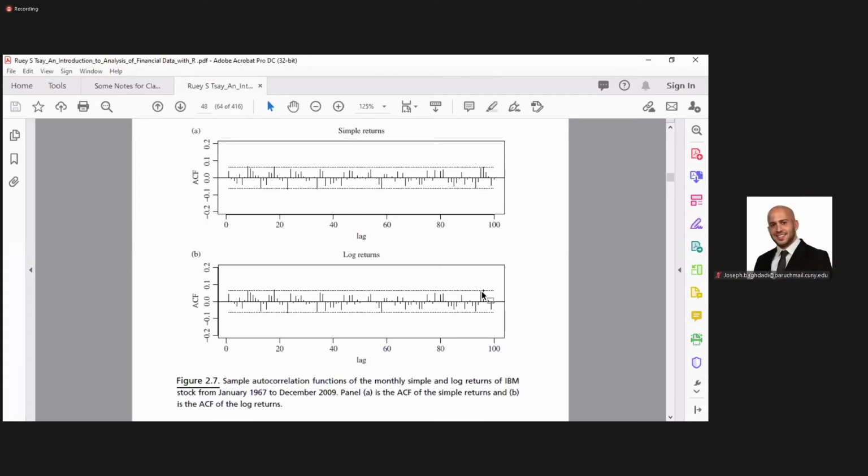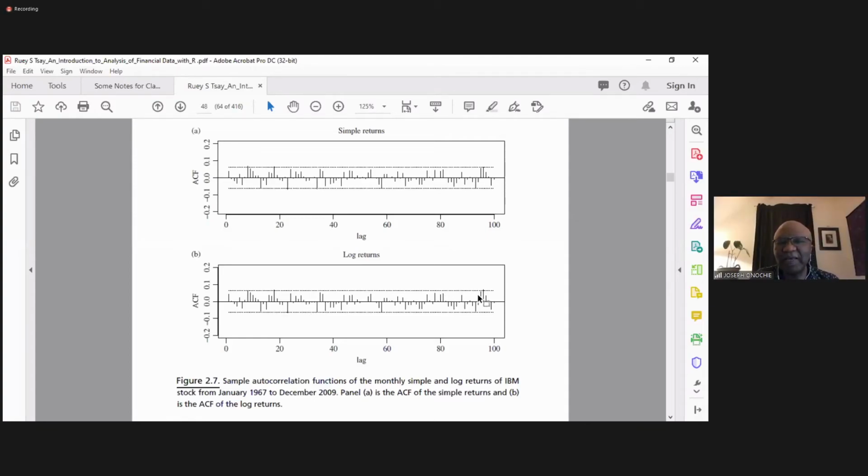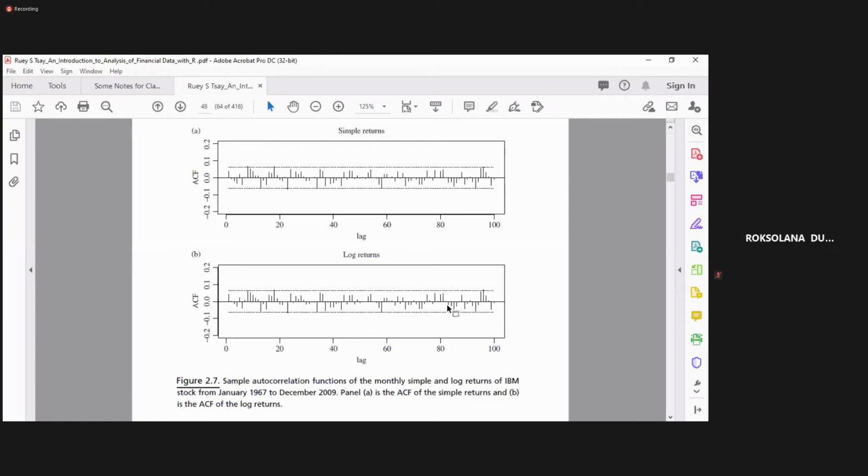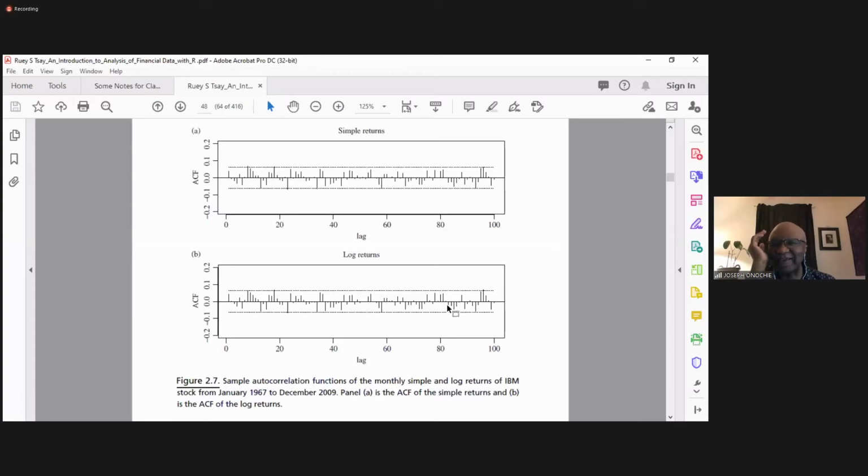For the log returns, the ACF also has to be 1 at lag 0, correct? Those two graphs are wrong. This one is slightly above, but this guy made a mistake. Let's not split hairs. Let's assume all of them are inside. This one too. So this is a white noise process, and this is a white noise process.